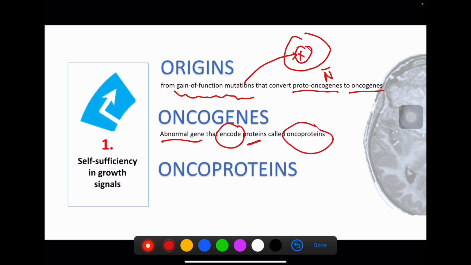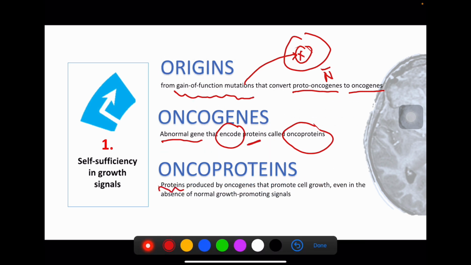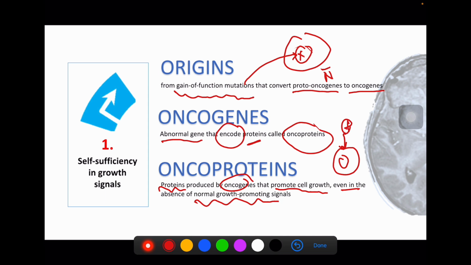So what does this mean? This means that the proteins produced by oncogenes will promote cell growth even in the absence of normal growth-promoting signals, meaning that for a cell to grow it needs some stimuli, but when there are oncoproteins, the cell just grows without any stimuli. There's no need for it.